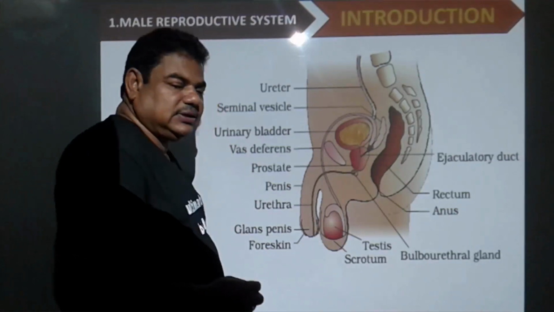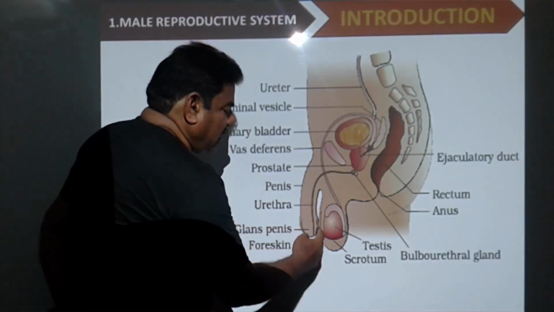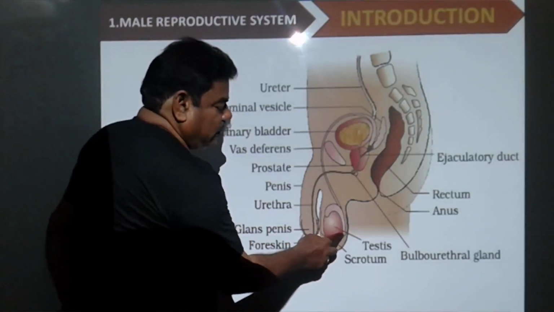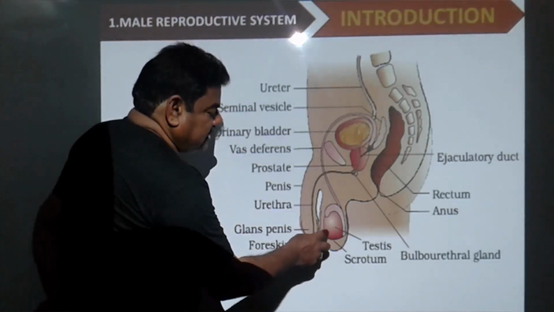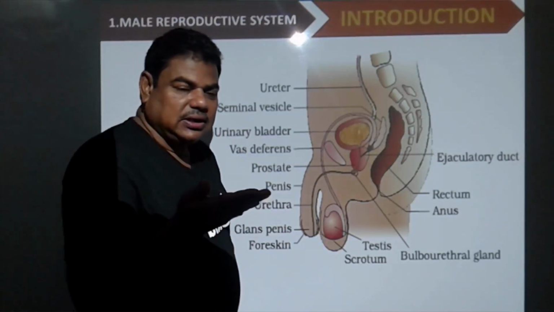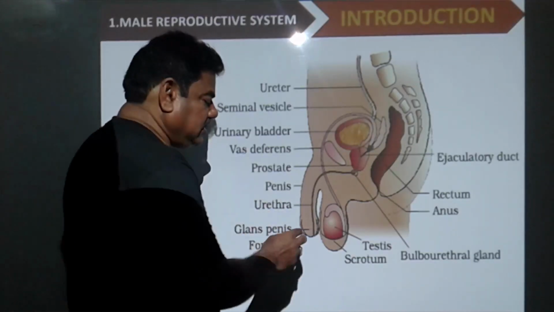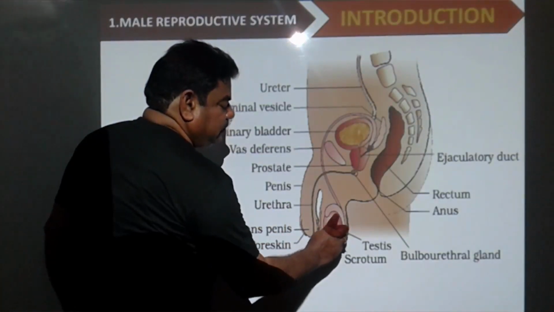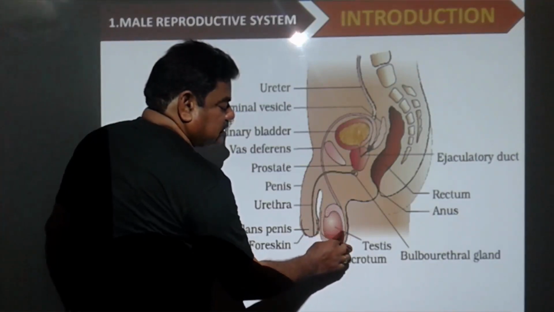These testes are a pinkish colored body present outside the abdominal cavity in the scrotum. It shows this structure, we call it the epididymis. Inside these testes, locules are present, in which seminiferous tubules are present, and all these seminiferous tubules come outside like this and form a rete testis, then vasa efferentia, and the vasa efferentia pass through the epididymis, and one common duct emerges out.